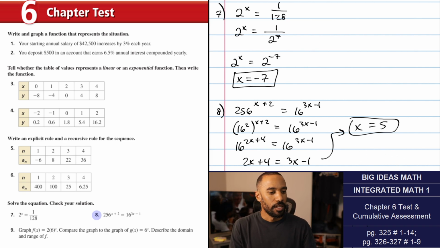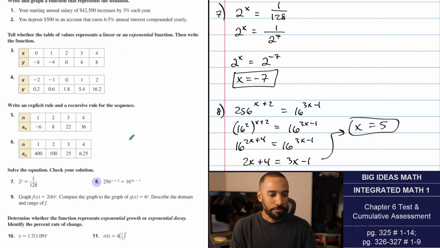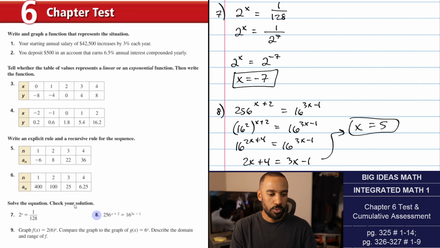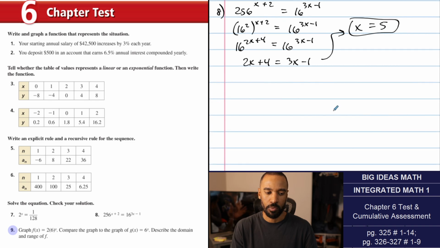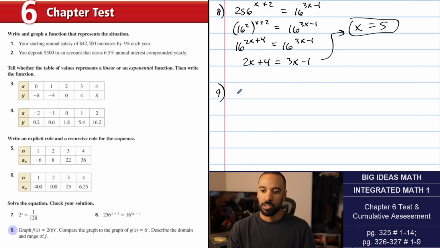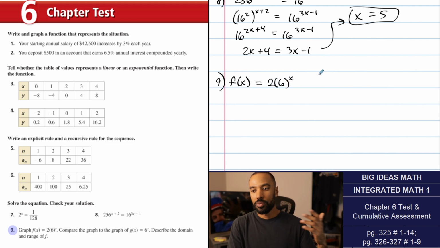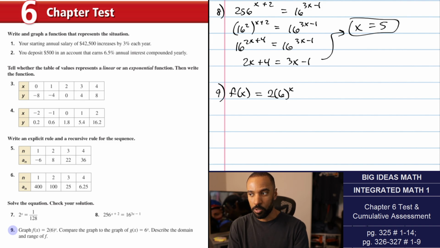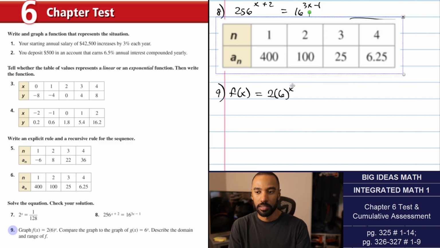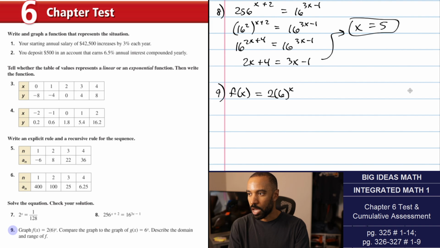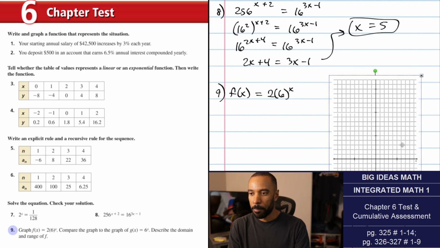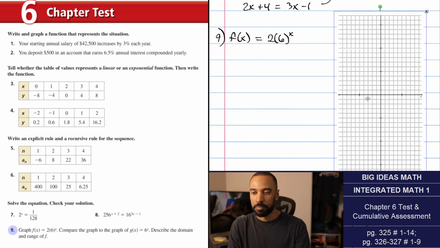Okay. Number 9. Graph f of x equals 2 times 6 to the x power. Compare the graph to the graph of g of x equals 6 to the x power. Describe the domain and range of f. So this one I will graph, I still won't use a table, but I'm not going to use the graphing calculator. We've seen this already based on the previous tables. Not that I'm going to use one, but no. Copy this, please. But there we go. What was I going to say?